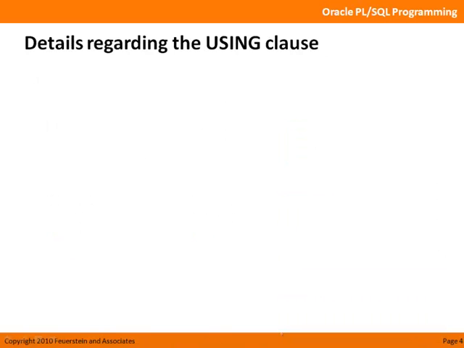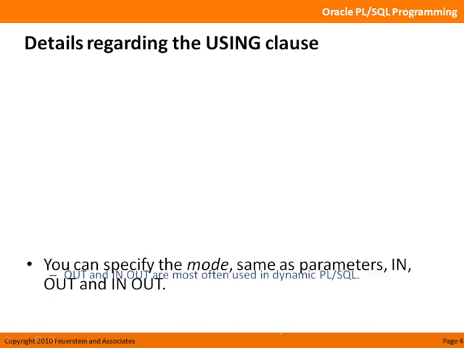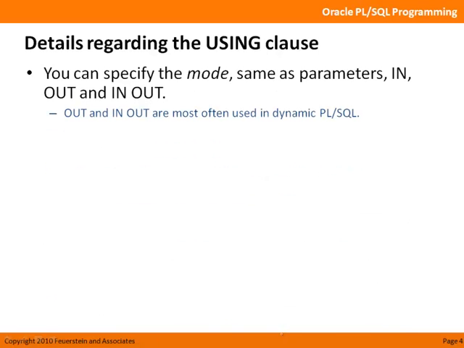Let's get into a bit more detail on the using clause and look at a bunch of examples. When you specify a value in the using clause, you can also specify its mode, essentially the same as parameters: in, out, and in out. In is the default. If you don't specify anything, you get in, just like parameters. Out and in out are really used for dynamic PL/SQL. When you're doing dynamic DML operations, insert, update, deletes, you're only passing values in.